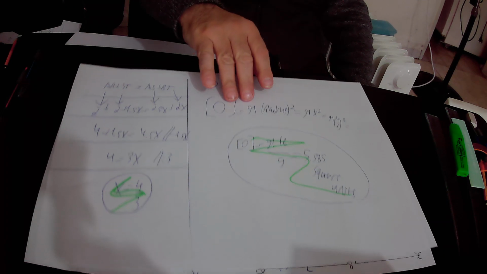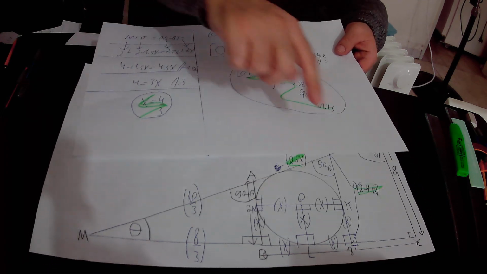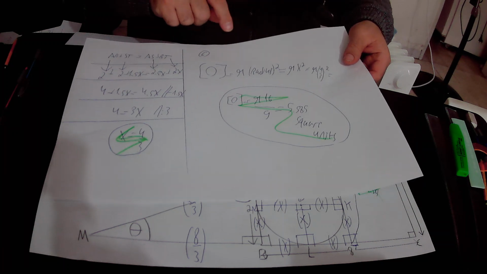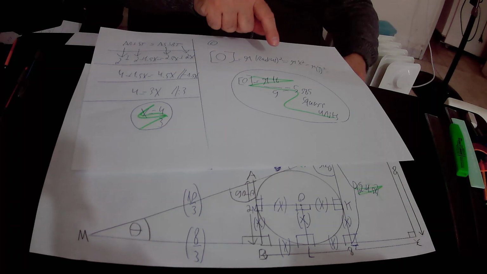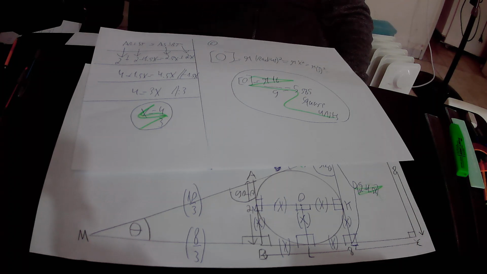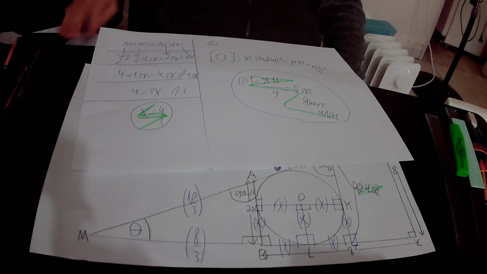So in conclusion, we found out that the area of this circle equals 16 pi over 9 square inches, or in terms of numbers, it equals 5.585 square inches. Okay, thank you very much.